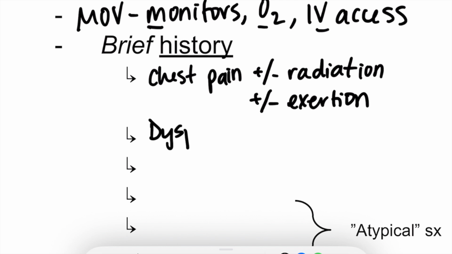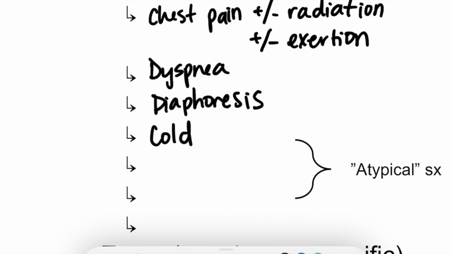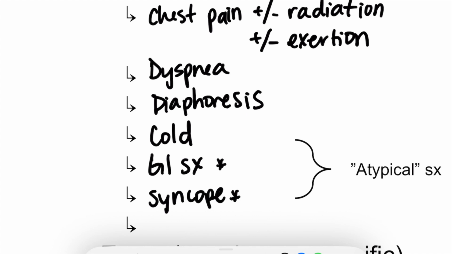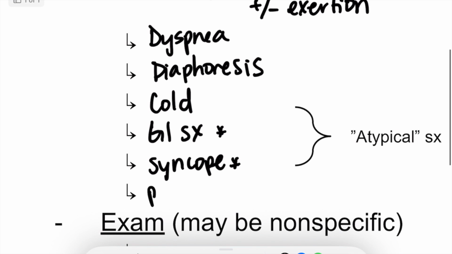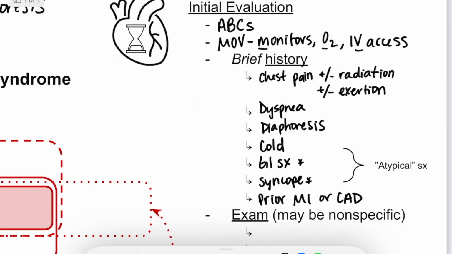They already told us that they have some dyspnea and sweating. They also might mention feeling cold. Some quote-unquote atypical symptoms can occur in women, those who are pregnant, and folks with diabetes. Some of those would be GI symptoms and syncope. Lastly, you could ask about any prior history of MI or coronary artery disease, since these increase your pretest probability for having some type of acute coronary syndrome.